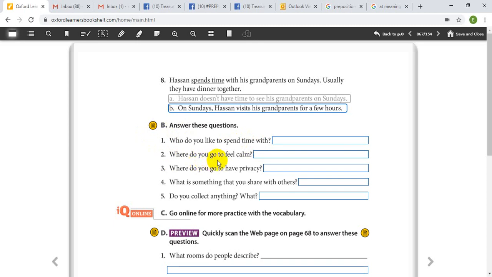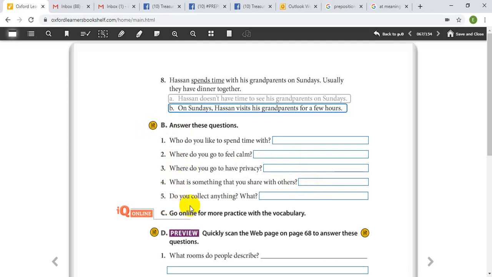Where do you go to feel calm? Where do you go to feel relaxed, peaceful, without any worry? Where do you go to have privacy? Okay. What is something that you share with others? So you just have to write the name of the thing. And where do you go? Here you can write only the name of that, like the person, the place, again a place, and the thing.